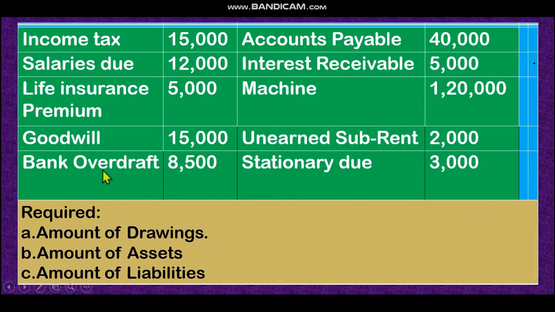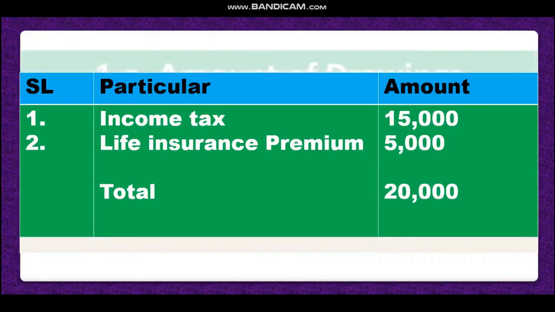Then bank overdraft, this is also our liability. Salary due, that means the salary of the worker is due, that is also our liability. We have to pay the salary to the worker. Accounts payable, our liability. Unearned sub rent, this is also our liability. Sub rent means if you have a rented house and you give part of that rented house to some other person on rent, that is your sub rent. If it is unearned, that means you received in advance, that is your liability, because you have to give this service to him. And stationery due, that means if any expenses are due, then it is also a liability, because you have to pay later on. Let's see the math, dear student.